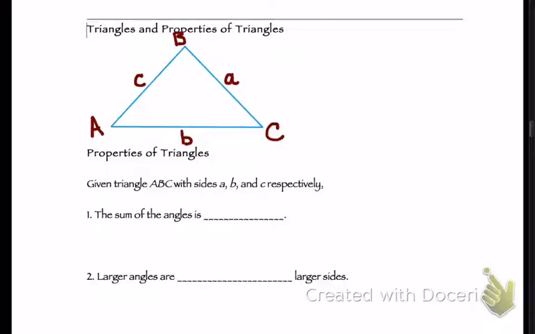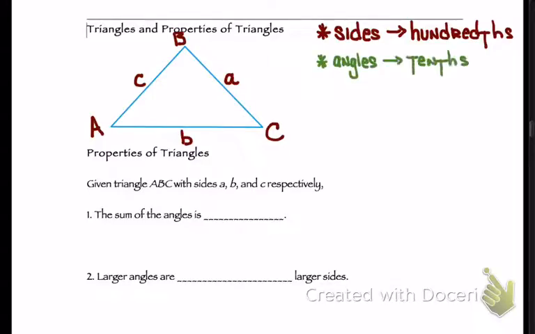Okay. Something else I want you to write down so we're all on the same page. Sides, you're going to round always to 2 decimal places, which is the hundredths. Angles, you're always going to round off to 1 decimal place, which is the tenths. Let's make sure we're always on the same page. Sides 2, angles 1.